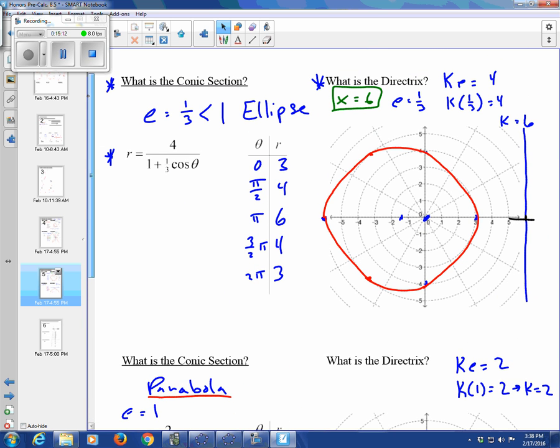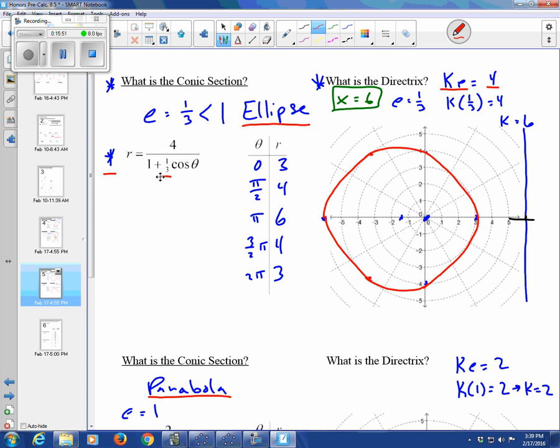All right, guys, so first what we have here is an ellipse, and we can see that because the eccentricity is 1/3, which is less than 1, giving us the shape of the ellipse for our equation r equals 4 over 1 plus 1/3 cosine theta. Right here, we're asked for the directrix, we know that the numerator is going to be ke, so for a numerator of 4, we have k times e equals 4, and then we know that the e, the eccentricity, is 1/3.